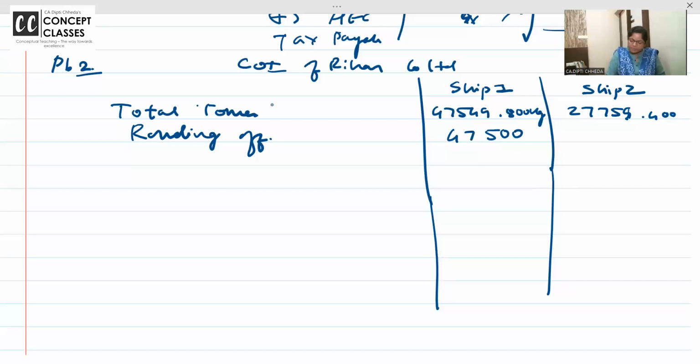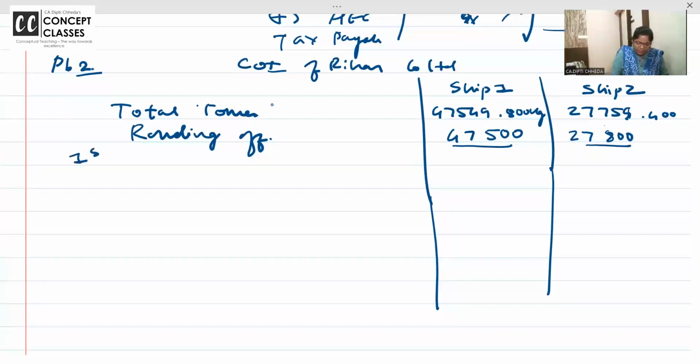27,759. So 759 will make it as 800. 750 के above है तो 800. You have to do rounding off in 100, ignoring that. Chalo. Now let us start.